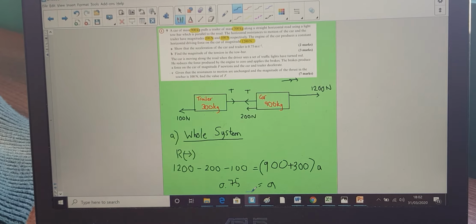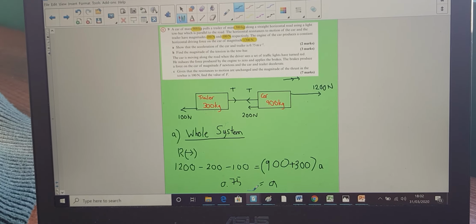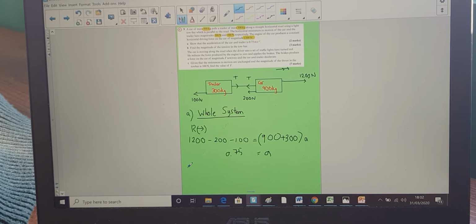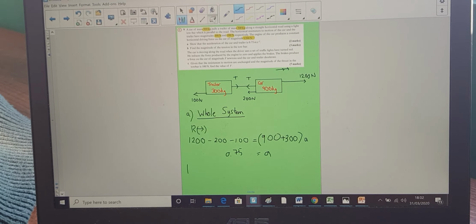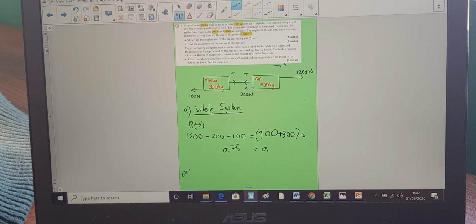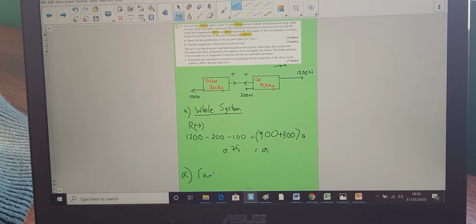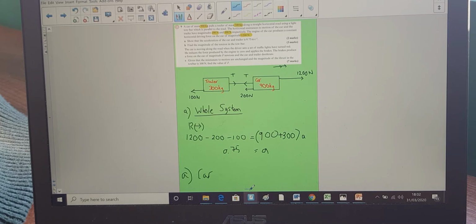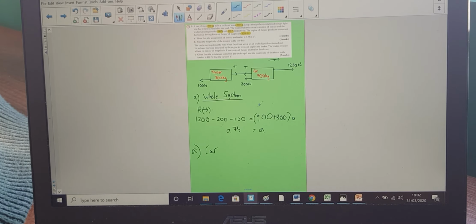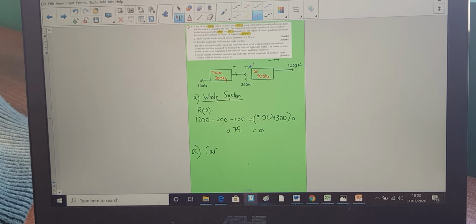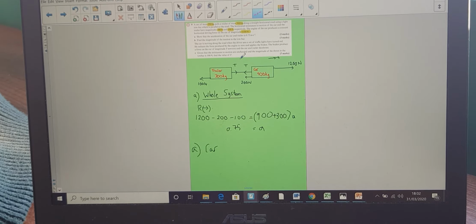Right. This would be a really inefficient way to solve this question, but I'm going to discuss it with you because I want you to understand it. I might, if I wanted to, have answered question A like this. I might have looked at the forces on the car alone. So I'm going to look at the forces on the car. Forces on the car are as follows.